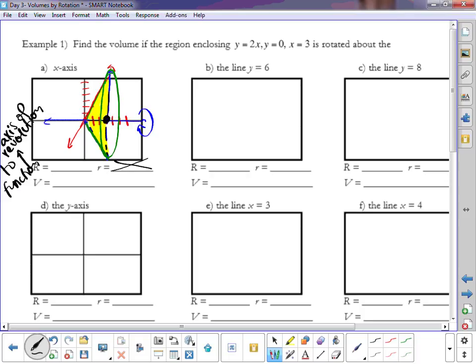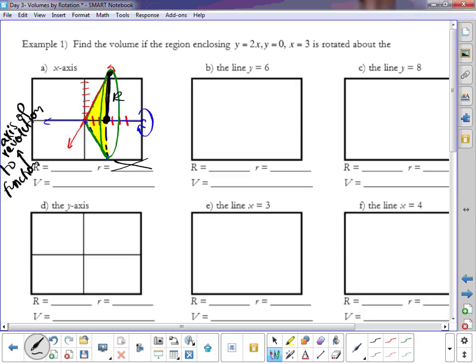So I'm going to start at my axis of revolution. We're rotating around the x-axis, and then I want to go to my function. Always go to your original function, not the reflected one. I mean, you can go to the reflected one, but then you're going to have to figure out what that equation is, and you might have negatives, so just go to your original function. My radius is from here to the top of my function.